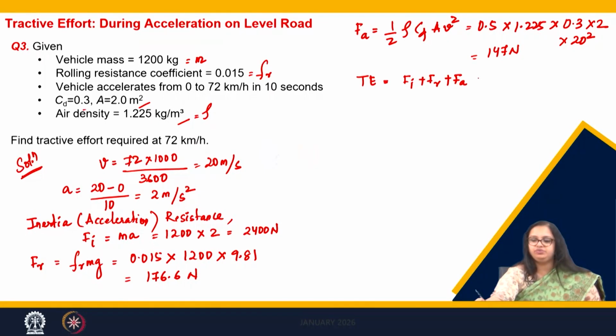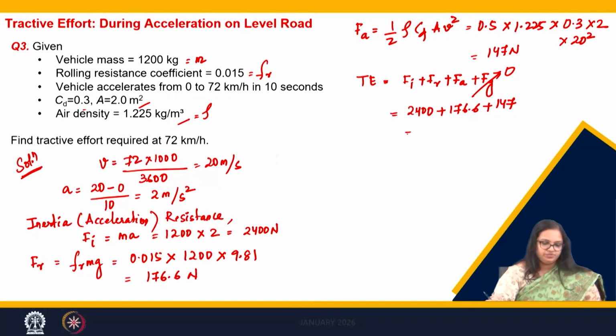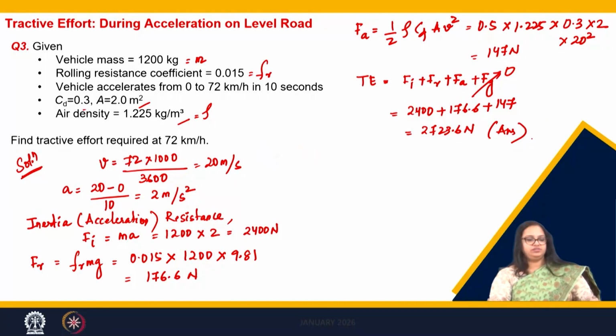So, the total tractive effort TE is Fi plus Fr plus Fa. Here we do not have Fg because it is 0. So, this gives me 2400 plus 176.6 plus 147, which is equal to 2723.6 Newton. So, this is the final answer.